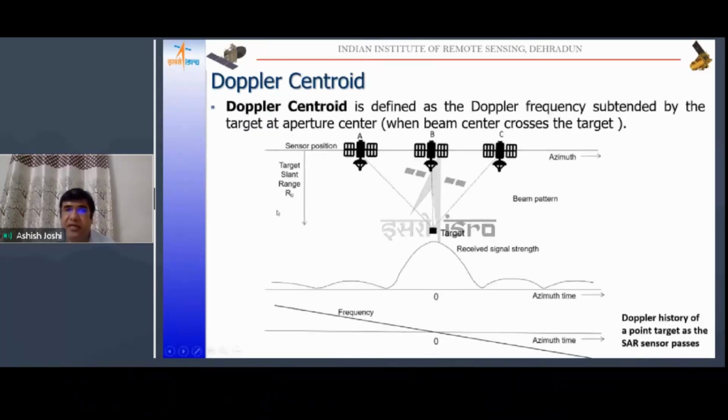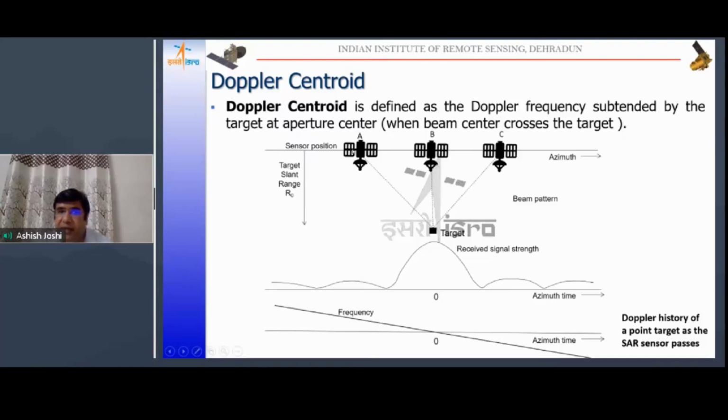So here, one concept is called the Doppler centroid. We have understood what the Doppler is. Now, what is the Doppler centroid? The Doppler centroid is defined as the Doppler frequency subtended by the target at aperture center. It means, what is the frequency at this center?